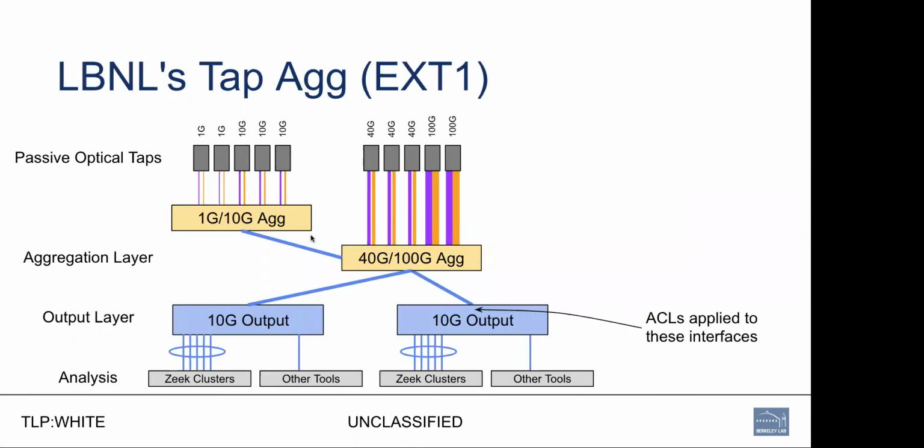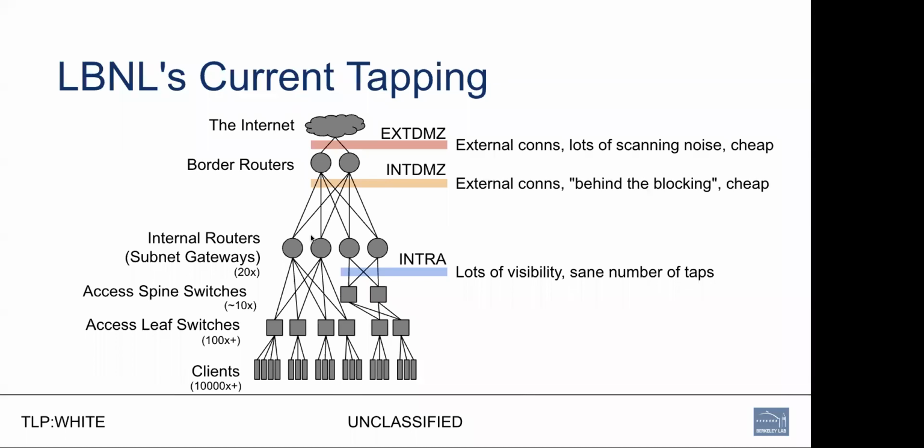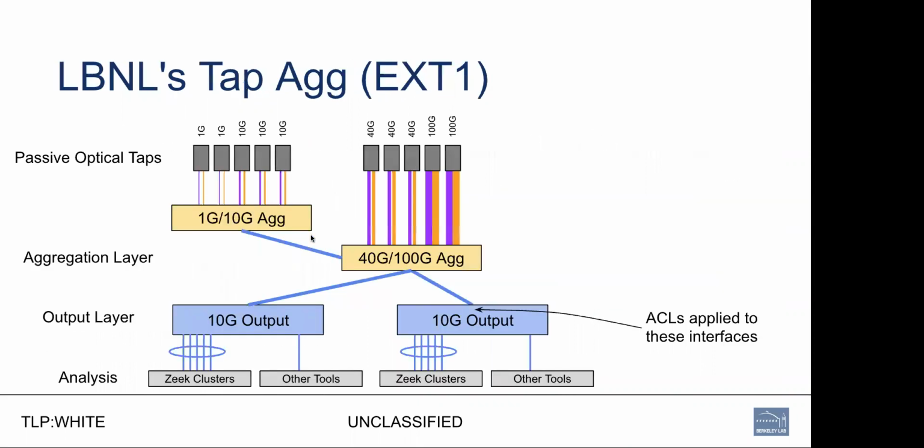So I talked about where we tap today: the external DMZ, internal DMZ, and intranet taps. We feed those to corresponding TAP-AG infrastructure. Our primary one is our external DMZ TAP-AG infrastructure, and we have two different layers here, an aggregation layer and an output layer. We have a 1 gig, 10 gig switch, and then a 40 gig, 100 gig switch. We basically feed the 1 gig, 10 gig into the 40 gig, 100 gig, and then output that to 10 gig output switches that are doing the filtering and the symmetric hashing.